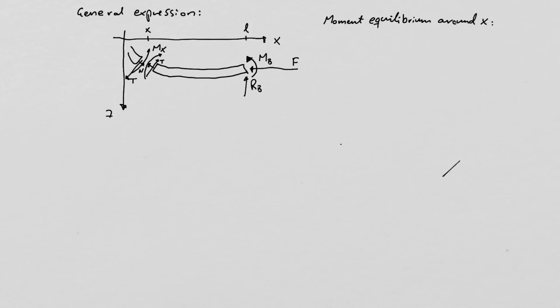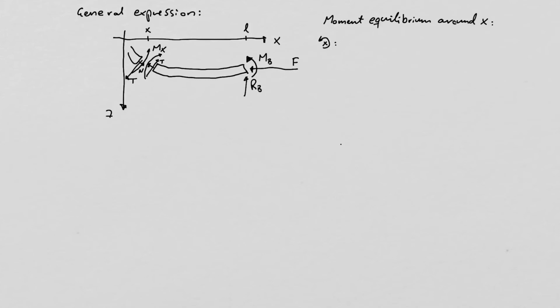Now, when we do this, let me just erase this. Okay, when we take the moment equilibrium around x, of course, we need the moment in our cut, Mx appears, and this we are taking the moment of the section to the right of our cut.